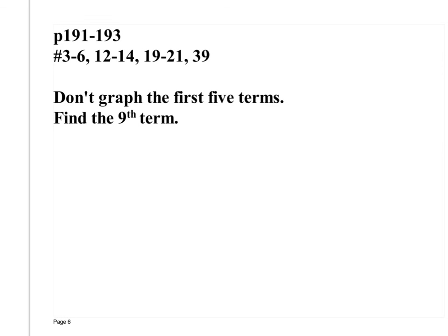This is your homework. Some of these problems will say graph the first 5 terms. I don't want you to do that. I don't need you to graph the sequence. What I want you to do instead is find the 9th term. So you're going to figure out what AN is, that formula, and then plug 9 in for N and figure out what the 9th term of each sequence is. So if it asks you to graph the first 5 terms, instead find the 9th term. Everybody handle that?